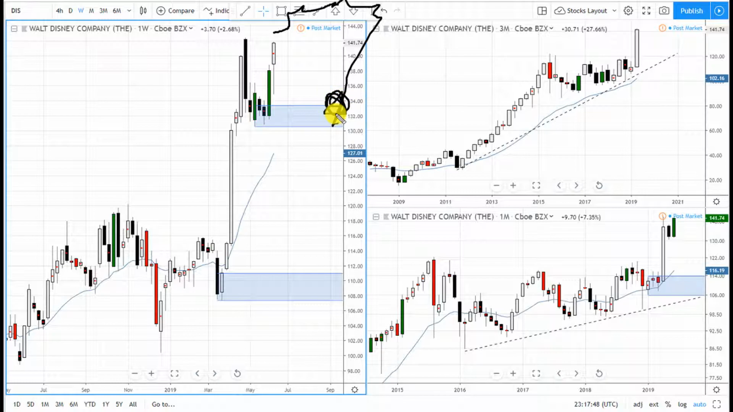And that is the analysis on Disney stock. Walt Disney Company, DIS is the ticker symbol.